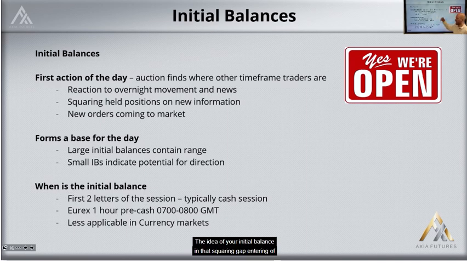The idea of your initial balance, in that squaring up, entering of new positions, digestion of news, what happens here is you get a base for the day. And we talked about this briefly already, so we won't dwell on this, but we know that a large initial balance, a large normal day, or typically a normal day, is going to contain range for the rest of the day. So you get a limitation of range. Small initial balances give potential for movement.